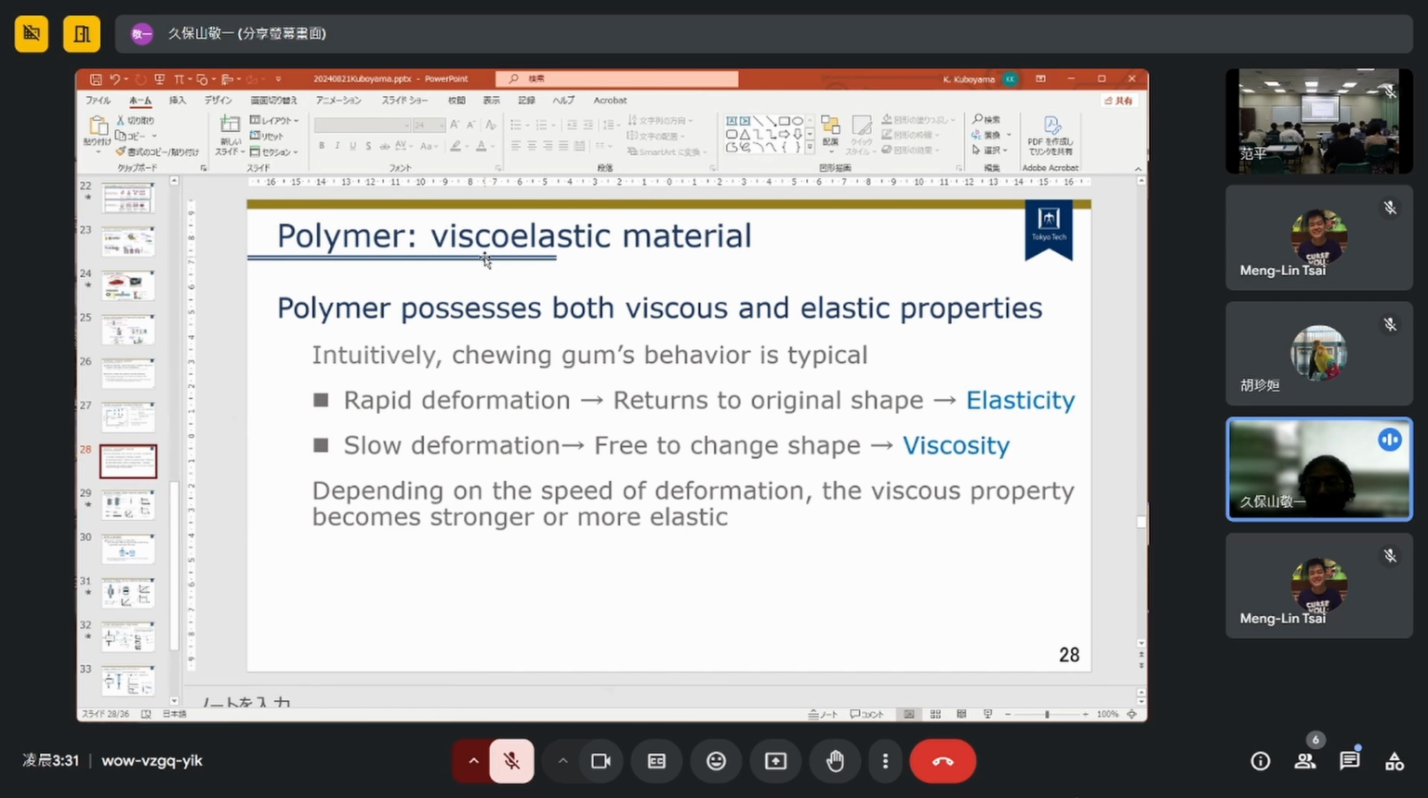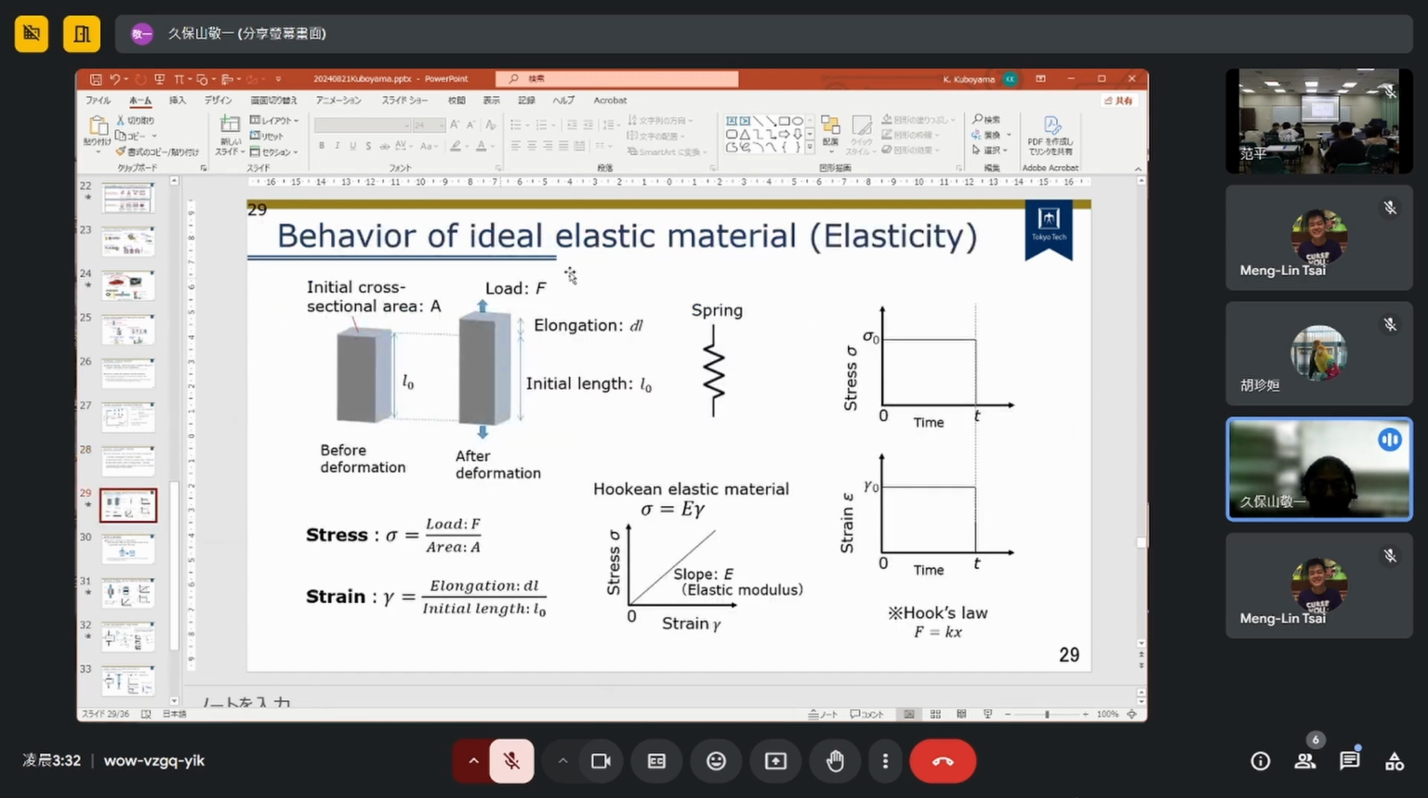Yeah, of course, some part returns, some percentage of the length returns, but not the original shape. Such a property is viscous property, and so polymers have both properties, and depending on the speed of the deformation, that is very important. So let me introduce a model of elasticity or viscosity. At first, let's start from the ideal elastic material.